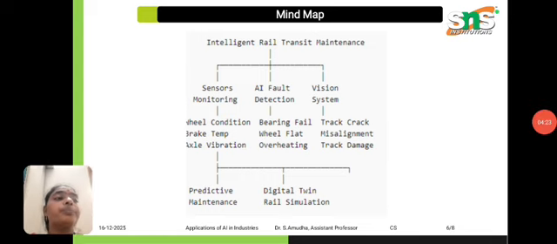This is the mind map. In the mind map, intelligent rail transit is the core heading. Under that come sensor monitoring, AI fault detection and vision system. Sensor monitoring covers wheel condition, brake temperature and axle vibration. AI fault detection covers bearing failure, wheel flat and overheating, which detect the failures. The vision system covers track cracks and other track damage.